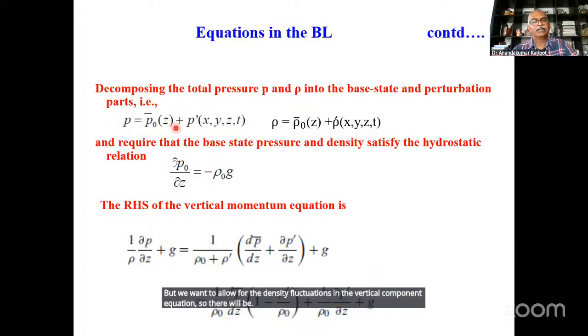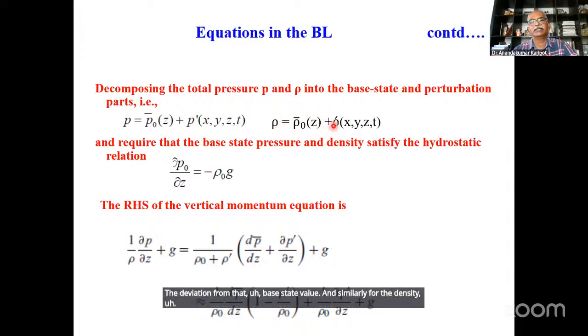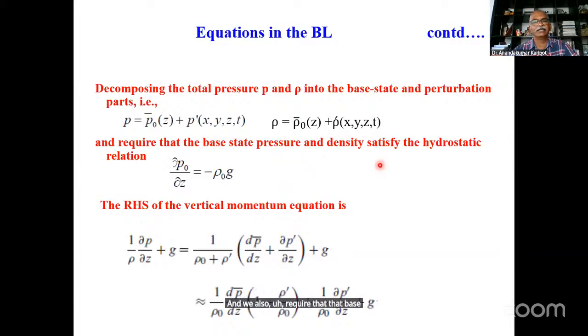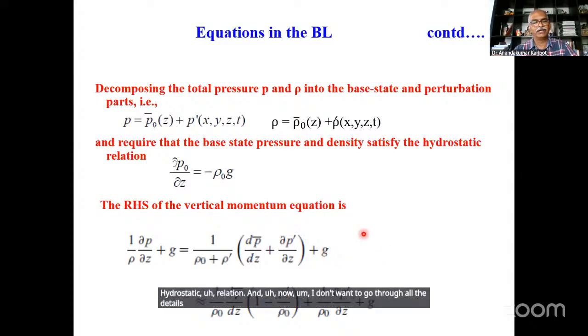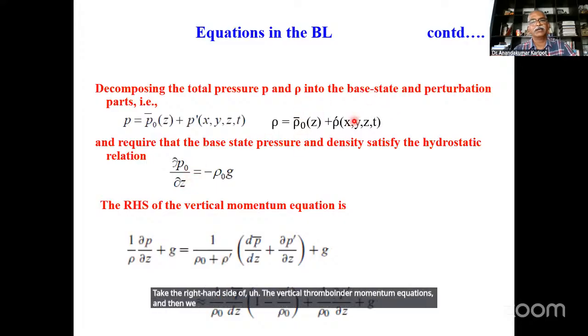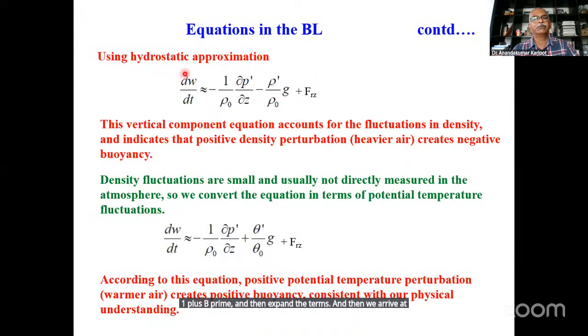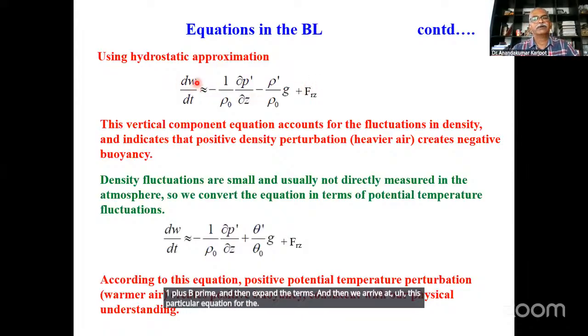There we consider the pressure equal to a level averaged pressure plus the deviation from that base state value, and similarly for the density, a mean density and then the deviation from that mean value at that particular level. We also require that the base state pressure and density satisfy the hydrostatic relation. I don't want to go through all the details of the derivation. We take the right-hand side of the vertical component of the momentum equation and apply the deviation in pressure and density from the base state. Rho we write as rho 0 plus rho prime, and P as P 0 plus P prime, and then expand the terms, and we arrive at this particular equation for the acceleration of vertical velocity.